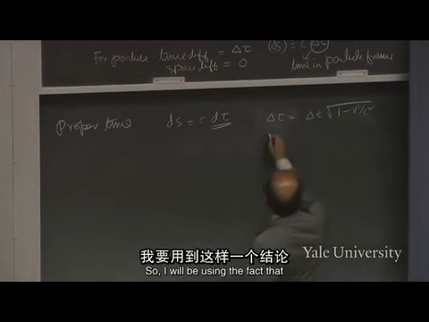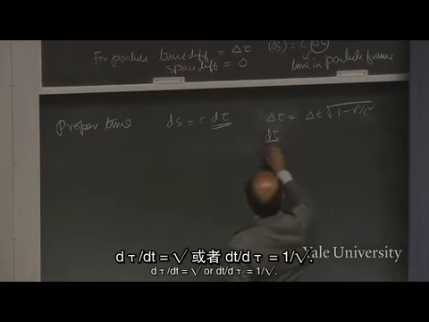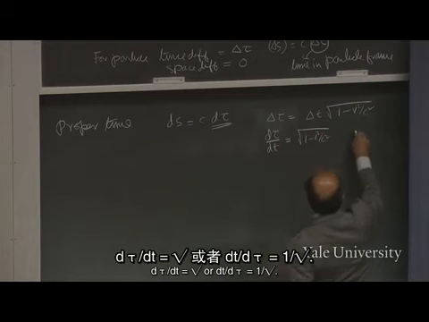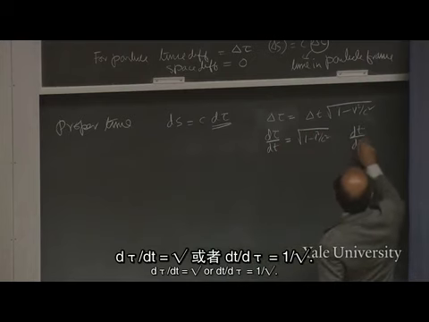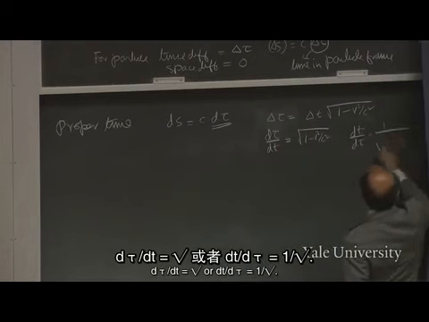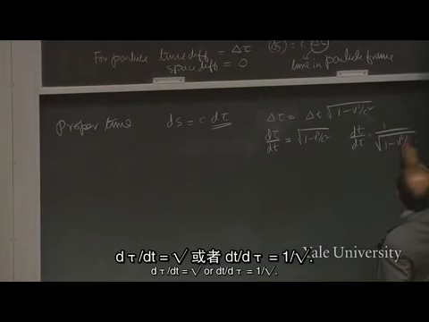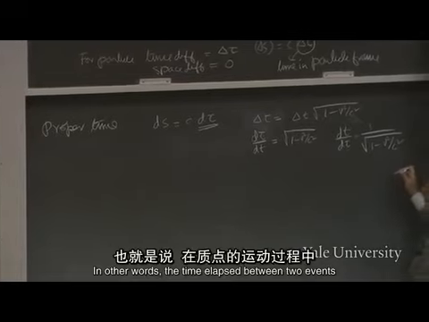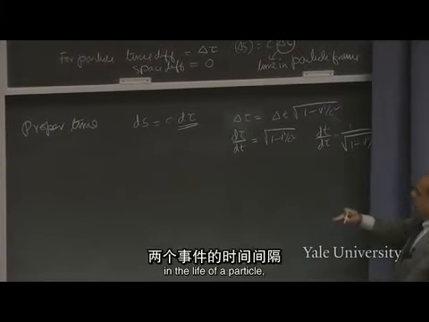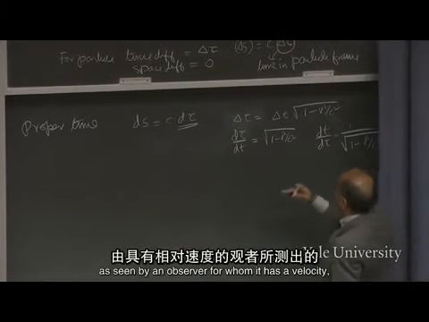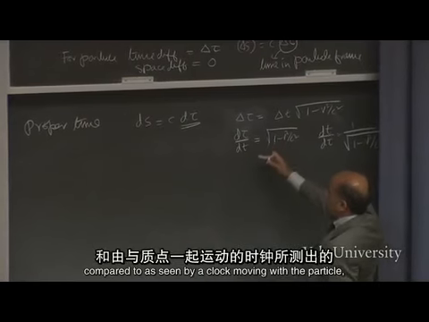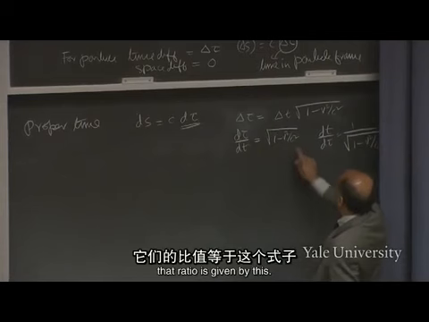So I will be using the fact that d tau over dt is equal to square root of 1 minus v squared over c squared, or dt over d tau is 1 over square root of 1 minus v squared over c squared. In other words, the time elapsed between two events in the life of a particle as seen by an observer for whom it has a velocity, compared to as seen by a clock moving with the particle, that ratio is given by this.